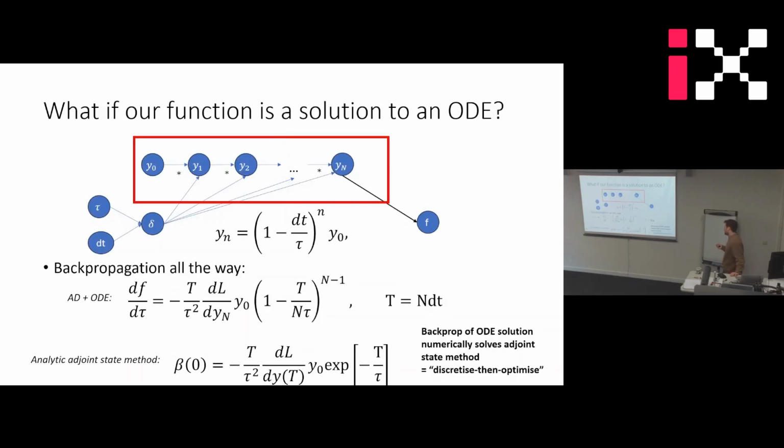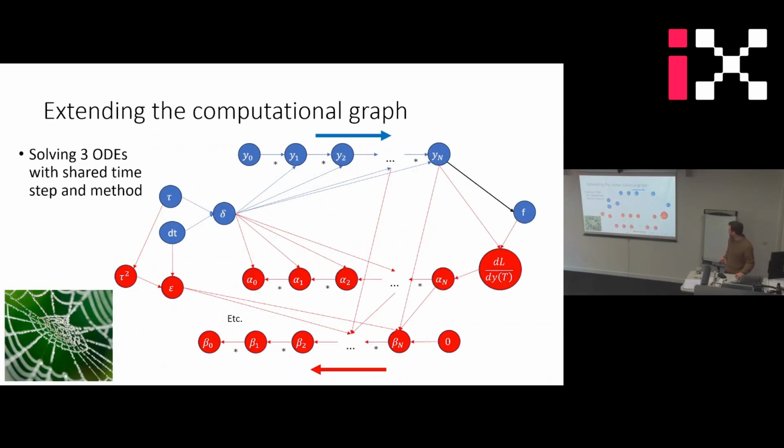And they each have their advantages. We'll see when it comes to neural differential equations and physics-informed neural networks, they have different approaches as well. But this is one approach. If we expand out our computational graph, we're starting to get real spider's web territory here. But you can think of it as solving 3 ODEs with a shared time step, and the automatic differentiation just builds in that adjoint solution for us for free.